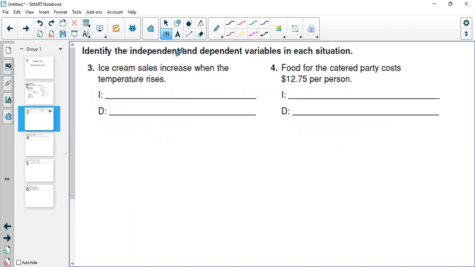Now here, identify the independent variable and dependent variable in each situation. Now what is independent? All of us know the meaning of independent. Independent means we can do anything alone, stand alone. So this is called independent. And dependent means you are expecting someone's help, or you are dependent on someone.